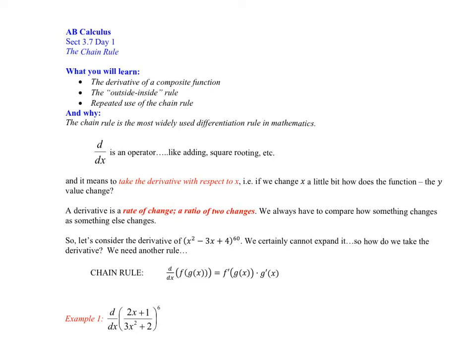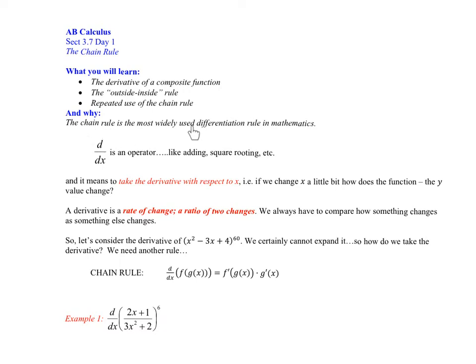AB Calculus 3.7, day number 1, the chain rule. What we're going to learn today in this video is the derivative of the composite function, also called the outside-inside rule. A repeated use of the chain rule will also come up. Okay, so why do we use this?